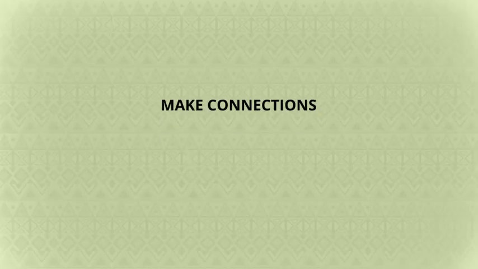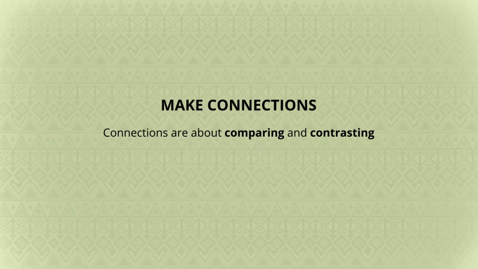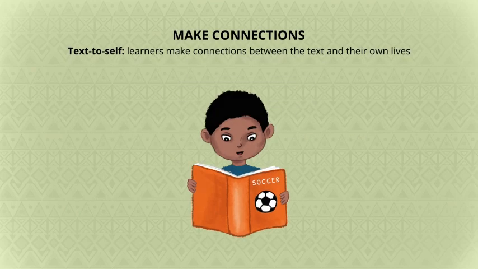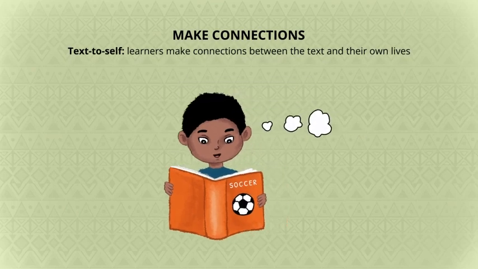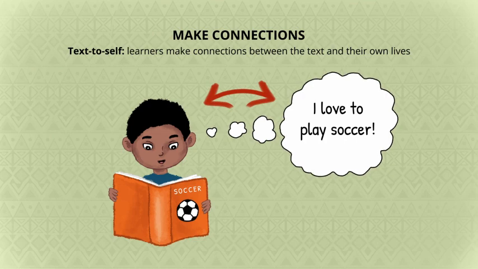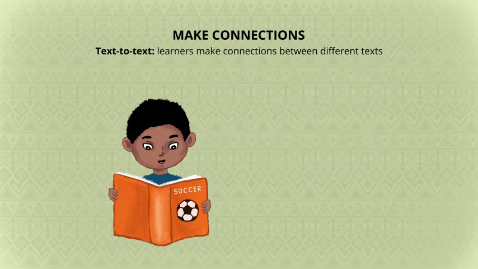Making connections involves comparing and contrasting. There are three different ways to use the strategy of making connections. Text-to-self connections require the learners to make connections between the text and their own lives.